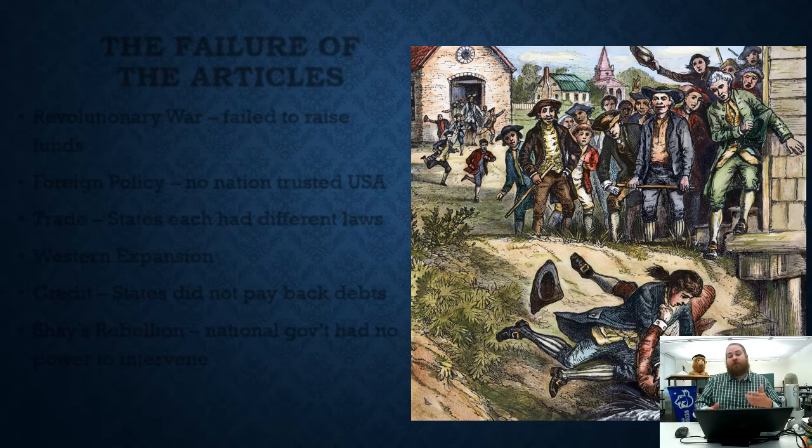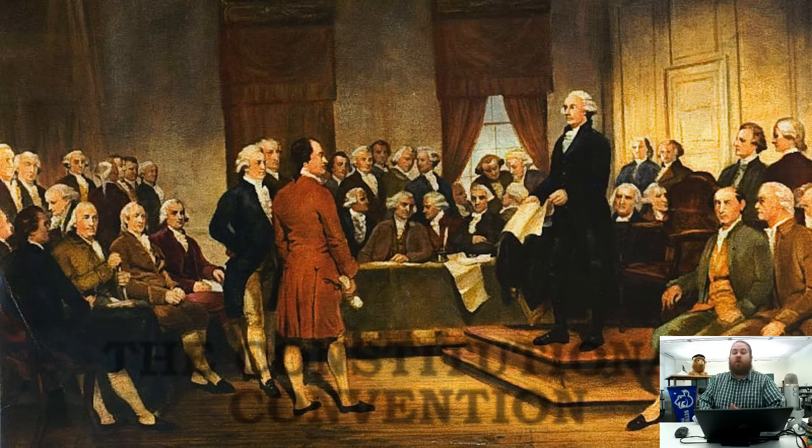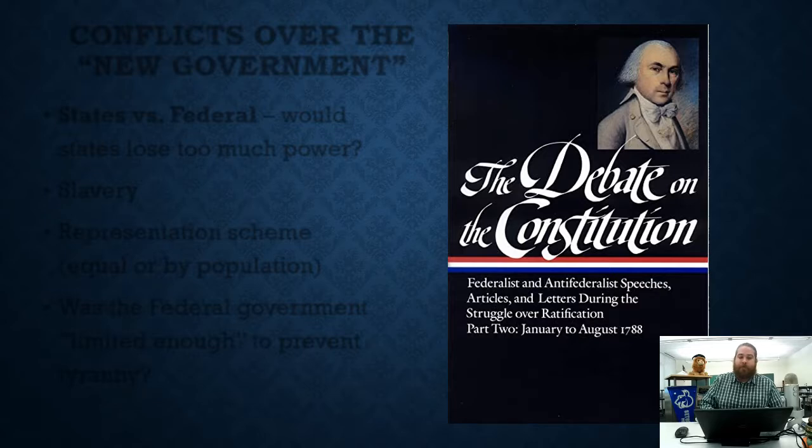And so a lot of people at this time felt a change needed to happen. A couple of prominent people, among them James Madison, Alexander Hamilton, and George Washington, decided to gather together the leaders of the states and come up with a new government that could actually address and solve some of these problems. So when we talk about conflicts over this government, there's a lot, and a lot of these are actually still around today, some of them aren't.